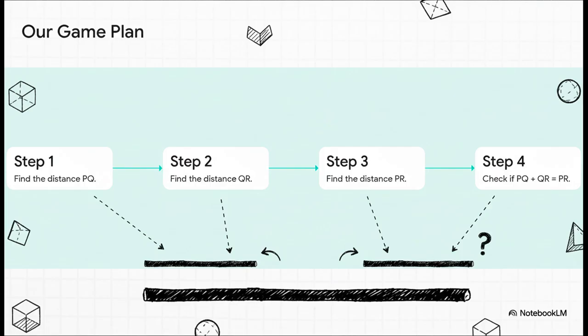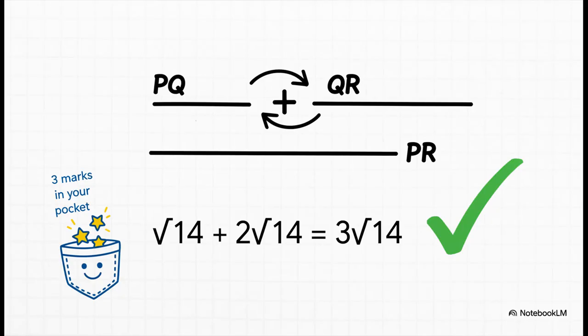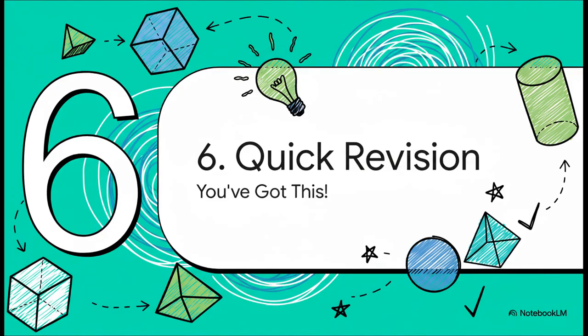Simple logic, right? Okay, so when we do the calculations, we find that the distance PQ is root 14. Then the distance QR comes out to be 2 root 14. And the total distance from P all the way to R is 3 root 14. And now for the final check. Does PQ plus QR equal PR? Well, is root 14 plus 2 root 14 equal to 3 root 14? Yes, it is. Absolutely. So the points are collinear. And just like that, you've got a full 3 marks for your exam. Easy, right? That was great work.